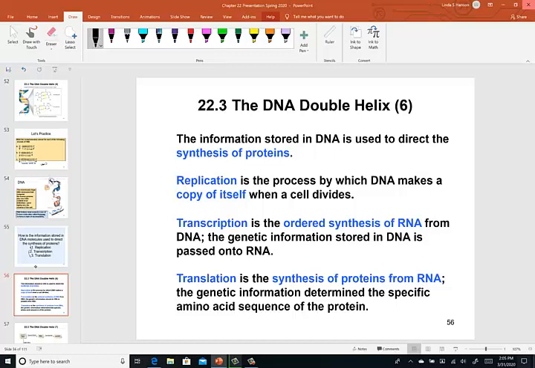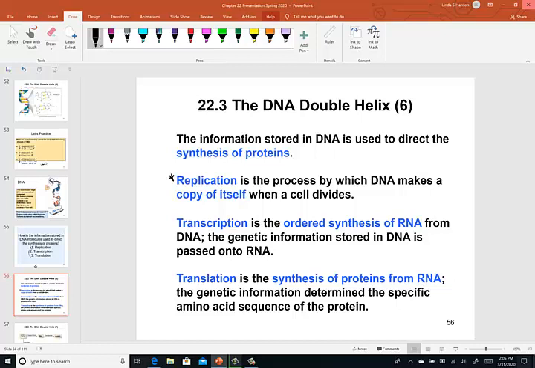The information that's stored in DNA is used to direct the synthesis of proteins, as well as to undergo the process of replication. So replication is that process by which a DNA makes a copy of itself when a cell divides. We need one mother cell to create two identical daughter cells, each with an exact copy of the code in DNA. So replication is through the process of creating new cells.